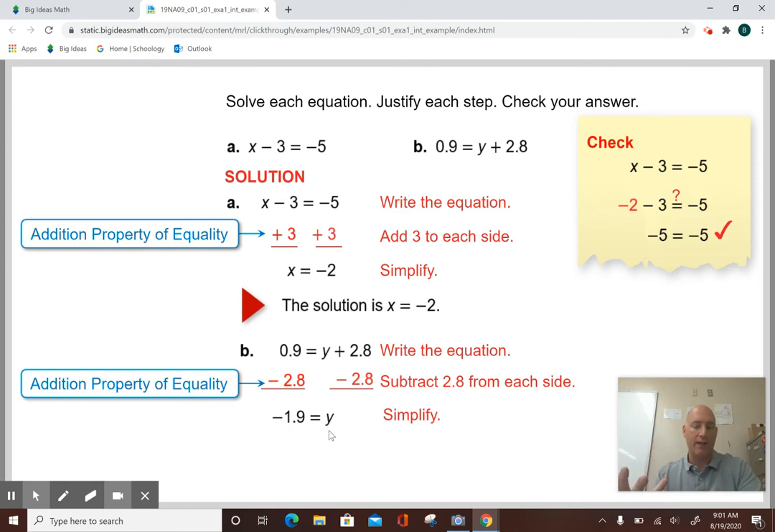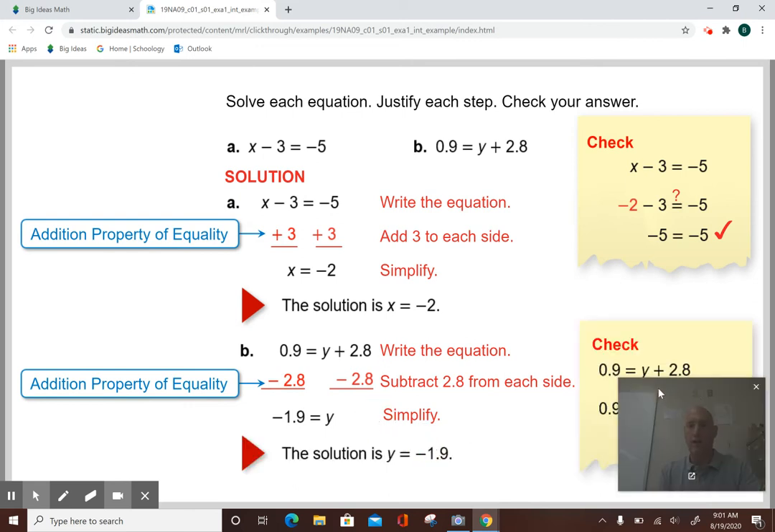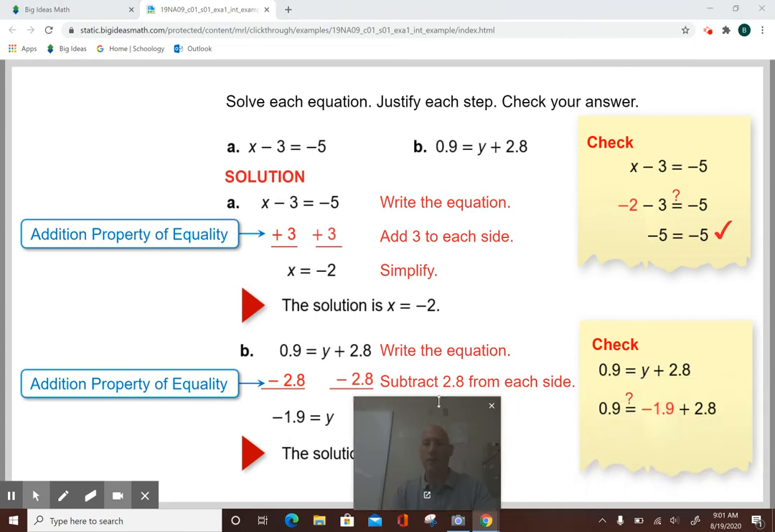Now we want to go back and think, okay, how can I prove that? Well, if I can plug this, substitute this in place of y, and this makes a true statement, then we have our correct solution. And let me see if I can move my box. There we go. So does 0.9 equal negative 1.9 plus 2.8? Sure does. Correct solution.